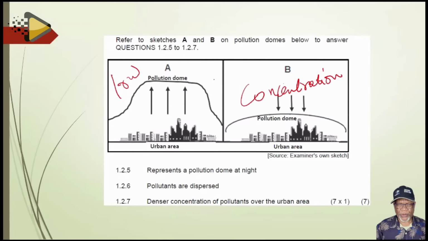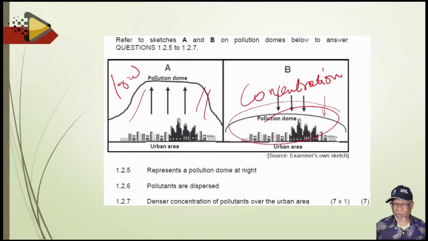Now, let's say they say A and B, you must choose the correct answer between A and B. Which represents a pollution dome at night? This will represent the pollution dome at night because the air at night is colder and the air is subsiding, and then pollutants are dispersed. Here it is during the day. Because the pollution dome is higher, the pollutants will be dispersed in the atmosphere. Denser concentration of pollutants over the urban area. The pollutants will be denser here because they are concentrated over a smaller area.